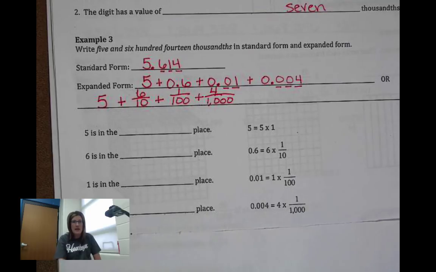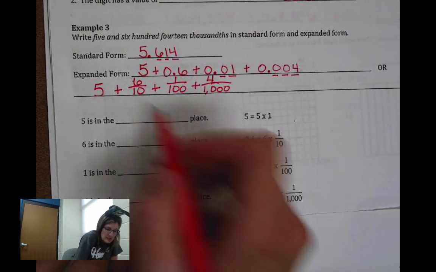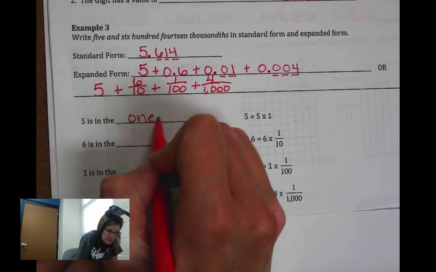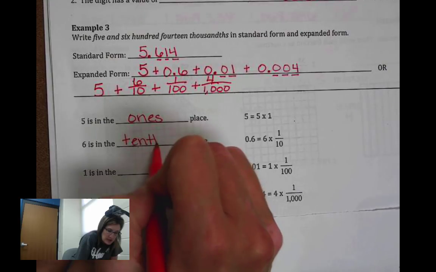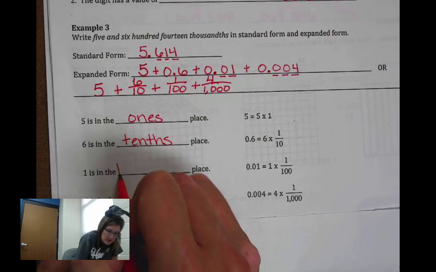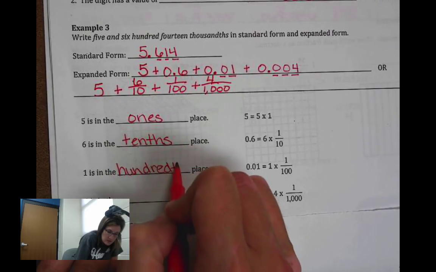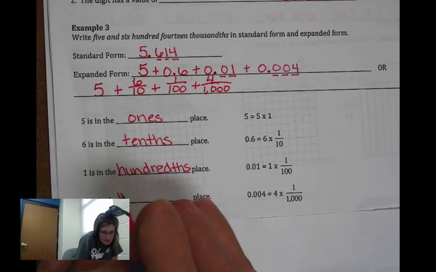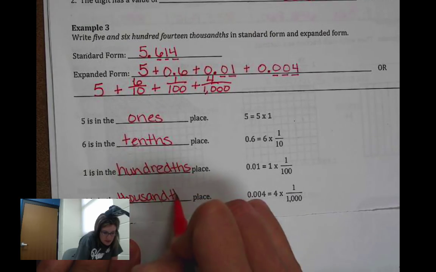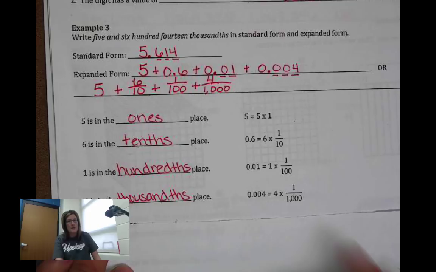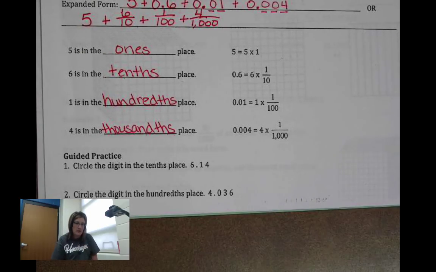All right, now we're looking at what places they're in. We already talked that the 5 is in the ones place. The 6 we said was in the tenths. Don't forget that THS. The 1 was in the hundredths. Again, don't forget that THS. And the 4 was in the thousandths. And one more time, that THS. Again, if I went too fast, go ahead and pause it, rewind, go back if you need to.